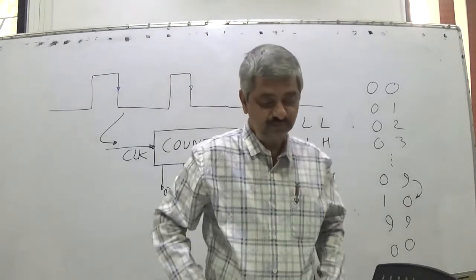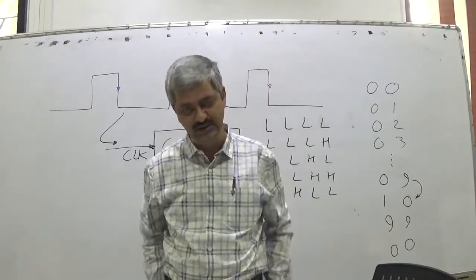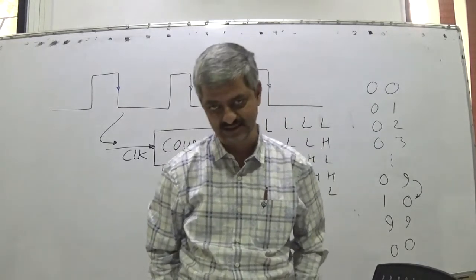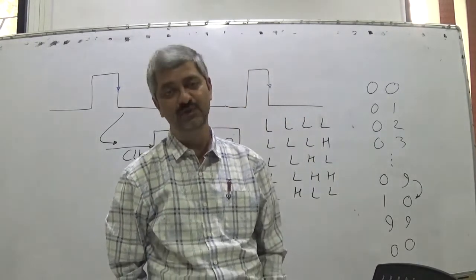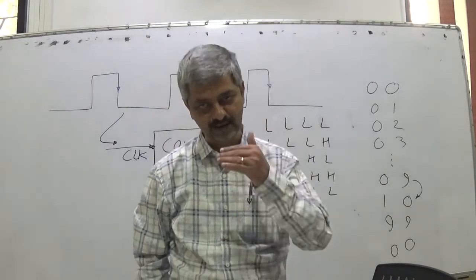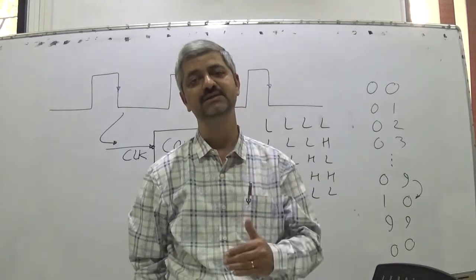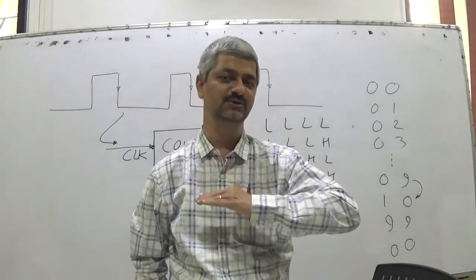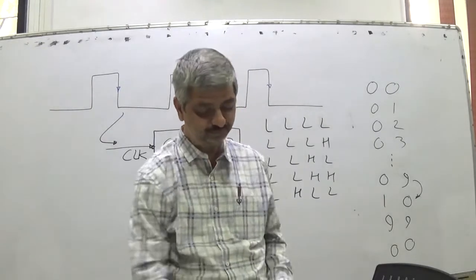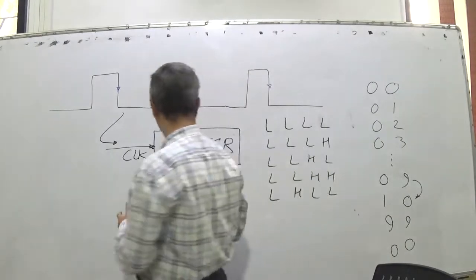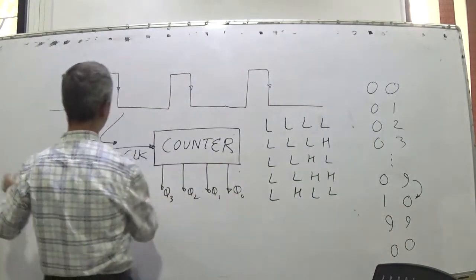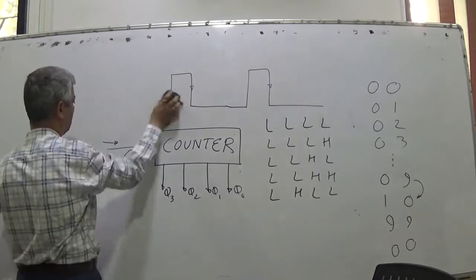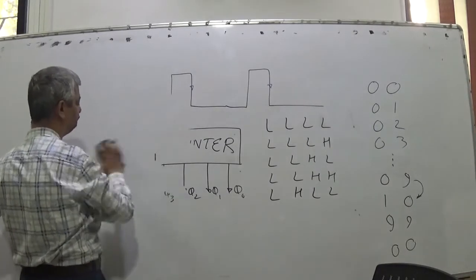So what is a counter? Counter is a digital circuit which advances to states 0, 0, 0, 0, 0, 0, 0, 1, 0, 0, 1, 0, and so on. So now it is a 4-bit counter. Like that, we can start with a 2-bit counter.